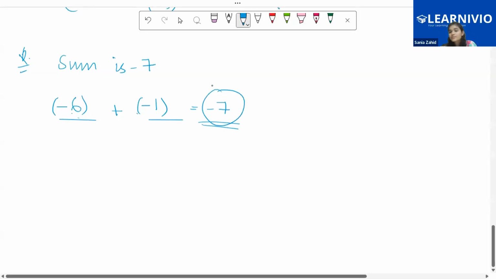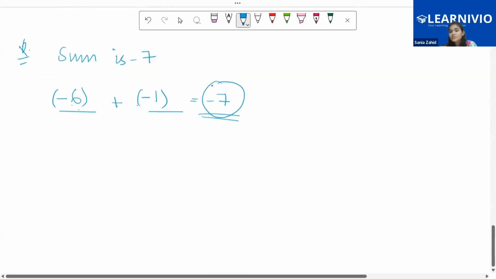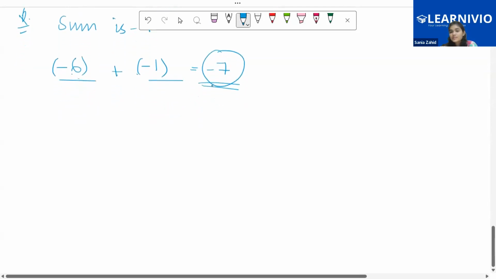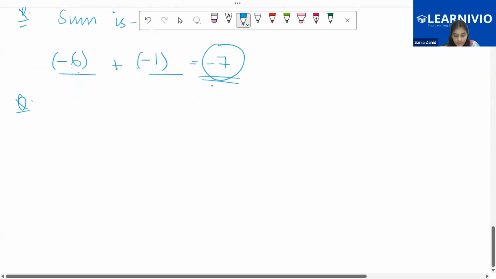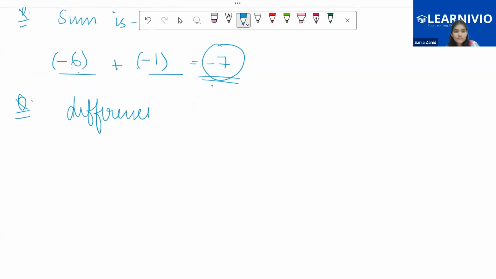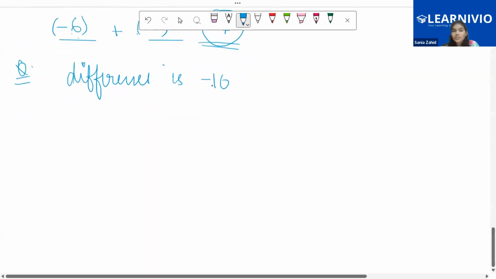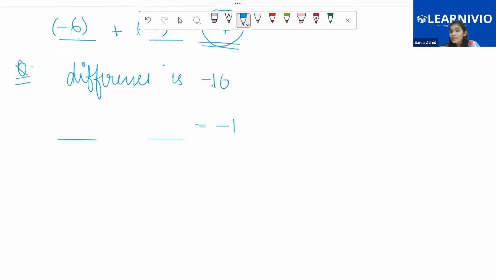Understood? Salman, do you understand? Yes, ma'am. Okay. Now we have the next question. Whose difference is -10? Now look very carefully. Write one number over here, the other number over here, and the difference should give you -10 as your answer.